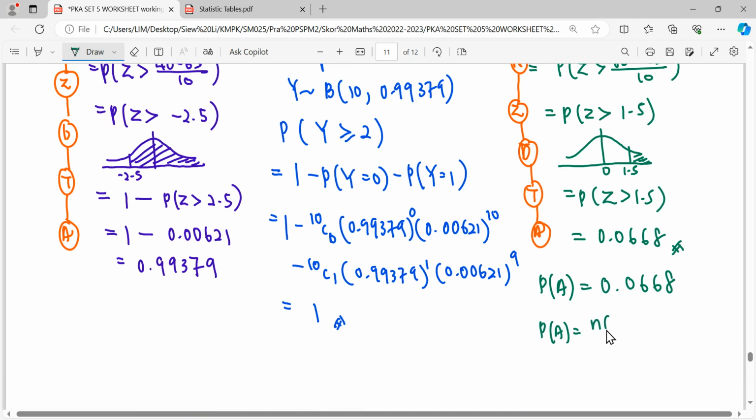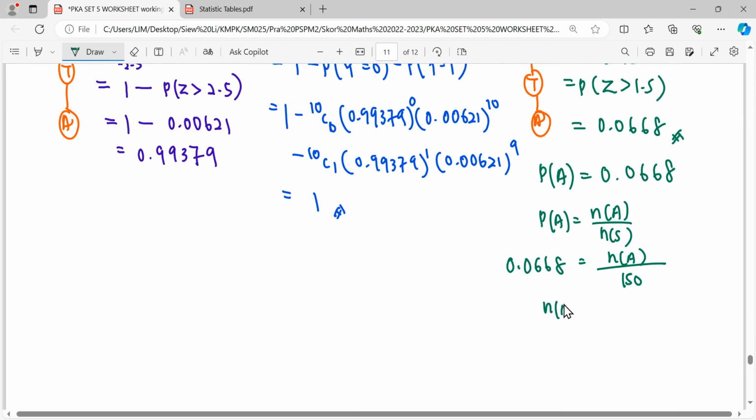Probability of an event will be the number of the event over the number of the sample space. So to get A, probability is 0.0668. We want to find out the number of students. Total in the sample space here we have 150. So the number of A students we can obtain here is 10.02. So 10.02 we need to round off because we are talking about the number of A students, which is discrete. So we round off to 10 students.